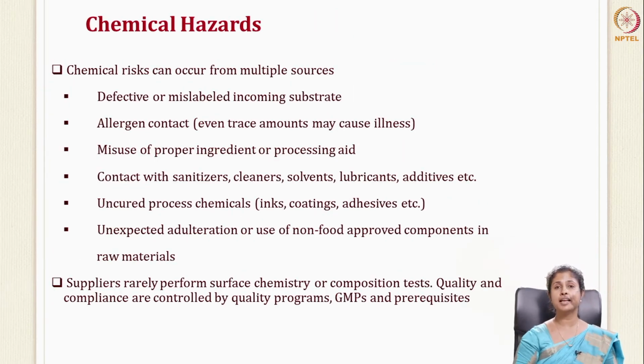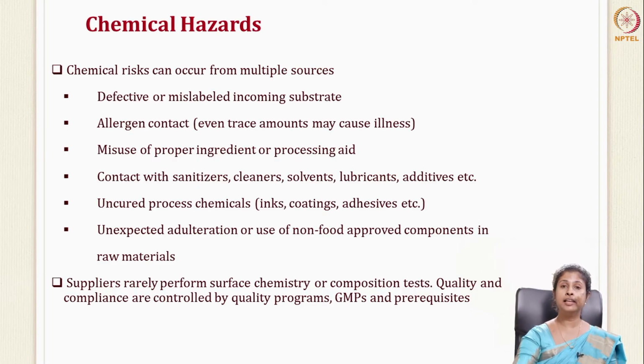So biological hazards, as we saw, are not a big risk for the packaging, but awareness, anticipation and proper preparedness are very important if you have to have safe packaging. The second important risk or hazard is chemical hazards. What can be included here? You can have mislabeled incoming substrate. See, the product might be toxic, it might be mislabeled. It happens. So this is a hazard.